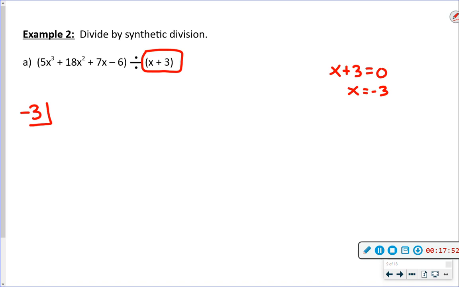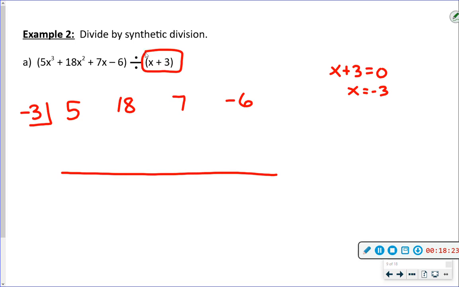Now, same spiel. I'm going to make sure my terms are not scrambled, that they're in the correct order. And if I'm missing anything, I'm going to put a 0 to hold the place because I need the like terms together. Well, they're in order. So I have 5x cubed. I just need the coefficient, not the x's. 18, x squared, 7, negative 6. Now leave yourself a row because we're going to have some numbers right underneath it. So leave yourself a row. Draw yourself a line.